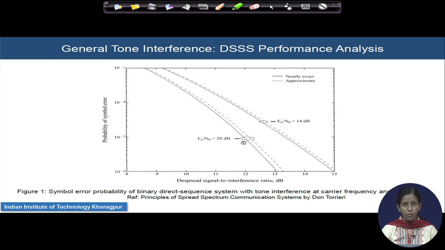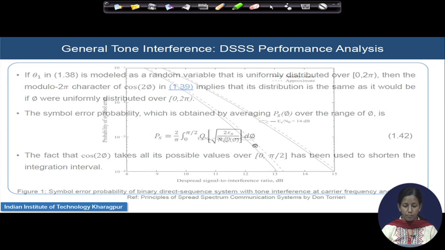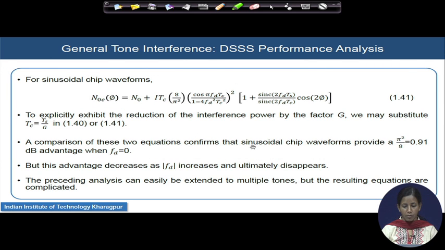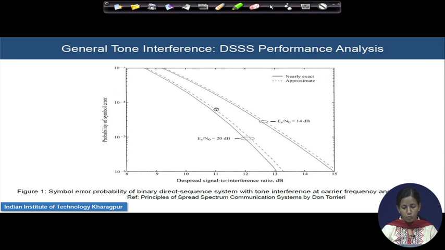The fundamental equations, if we follow all that, where the tone is exactly on the FC, and we have derived all that. If I put that value and if we keep the ES by N naught varying from 14 dB to 20 dB, then we will be seeing this kind of comparison between the approximate model that we have developed here and the nearly exact model that we have developed in the earlier case.